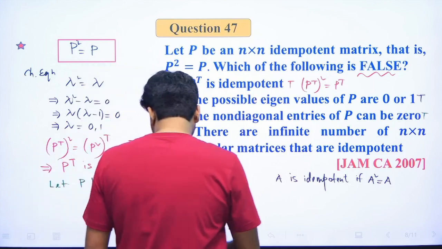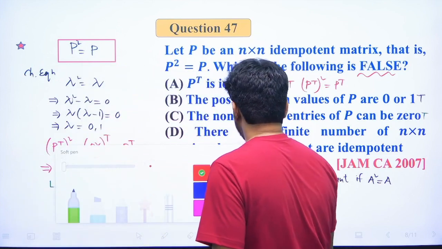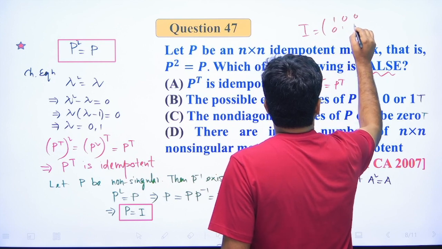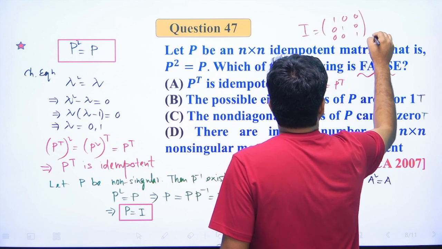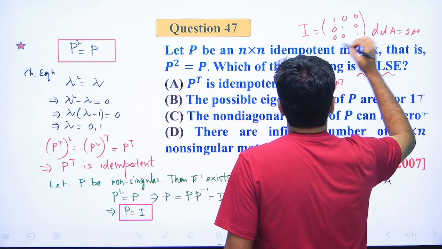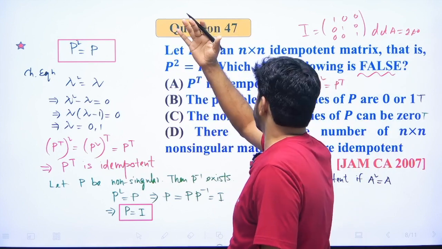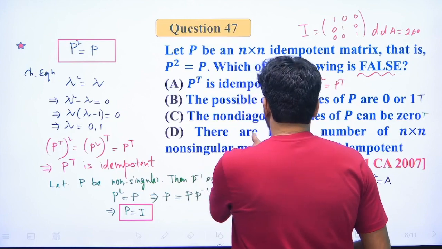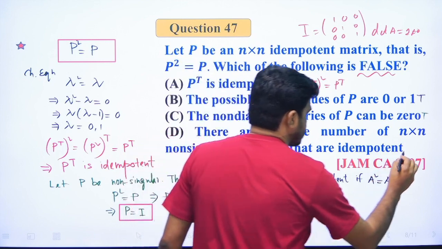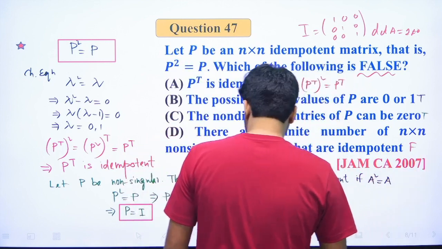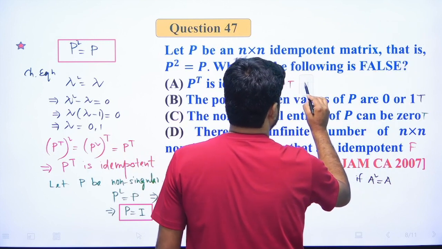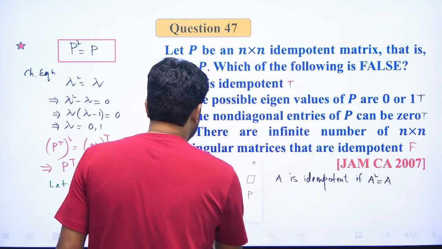Why? Just see, I is equal to 1 0 0, 0 1 0, 0 0 1. It is non-singular, determinant A is 1, which is not equal to 0. But an idempotent matrix is a singular matrix. So the statement that there are infinite number of n cross n non-singular matrices that are idempotent is the false statement. So option D is the correct answer.